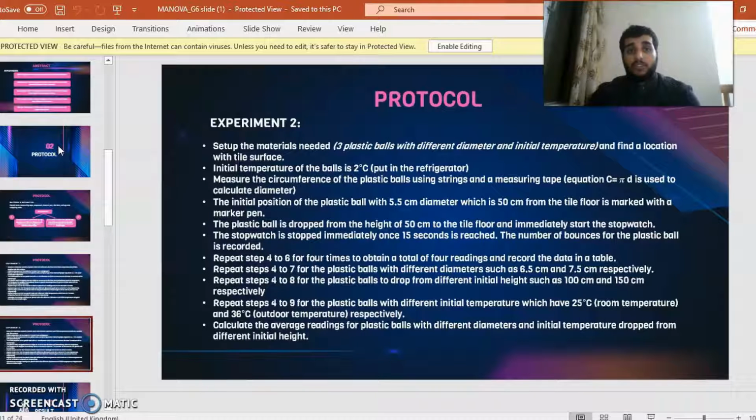So experiment 2 will be the same, but we have to count the bounces of each ball. The initial position of the plastic ball with 5.5 diameter is from the tile marked with a marker pen. It will be the same, but we have to count the bounces of the ball.